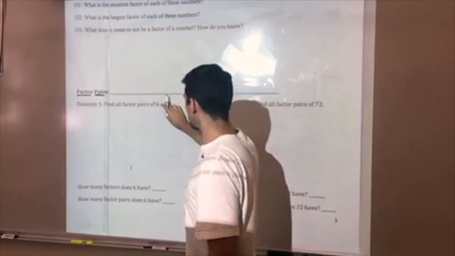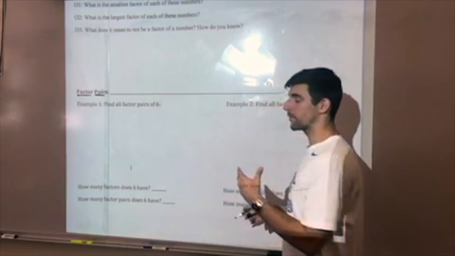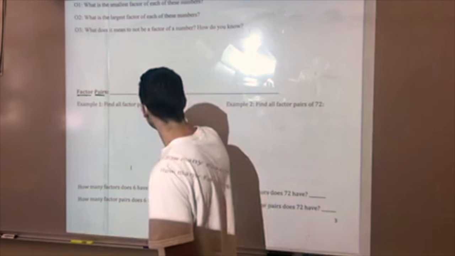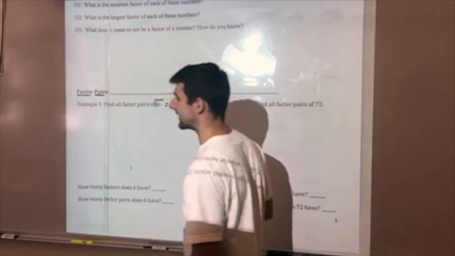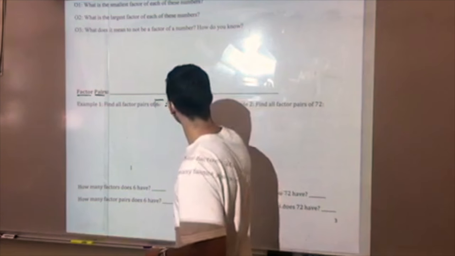We're looking at, right here, find all the factor pairs of 6. The cool thing is the process we showed you for finding factors, you're actually going to do the exact same thing. So step 1, take the square root of 6, and we get approximately 2.45.